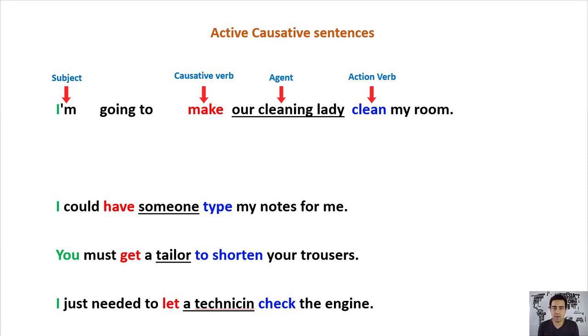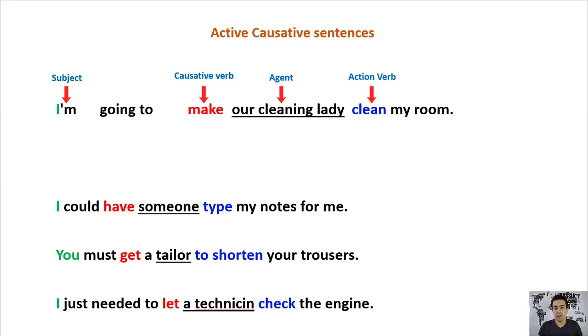So the main elements of the sentence. The first one is the subject. Like many other active sentences, the sentence starts with the subject, and in this case, the subject is I. What about verbs? You can see make is the verb for the subject of the sentence. What do we call it? The causative verb.